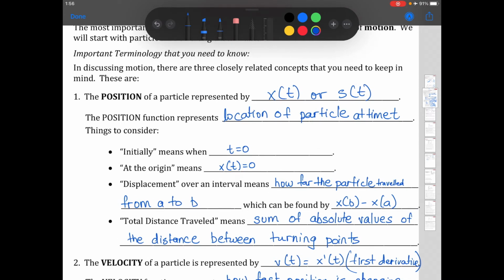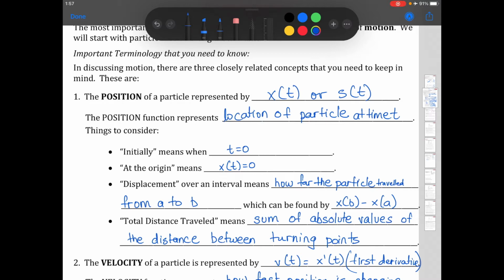So a position of a particle is represented by either x of t or s of t. Some questions will have y of t, but that's very rarely happening. For the most part, it's x of t or s of t. And then the position function represents the location of a particle at time t. When we say your initial time, we set t equal to 0. At the origin means your position function is set equal to 0.